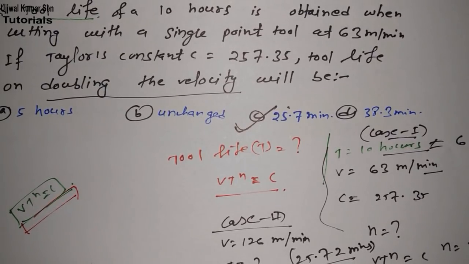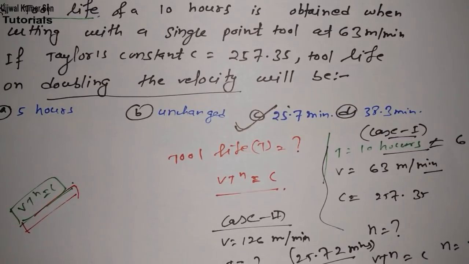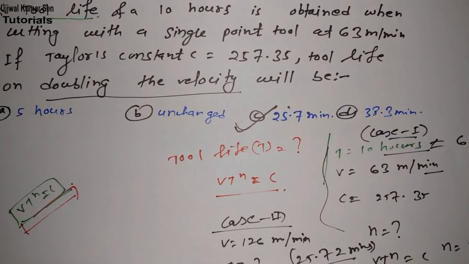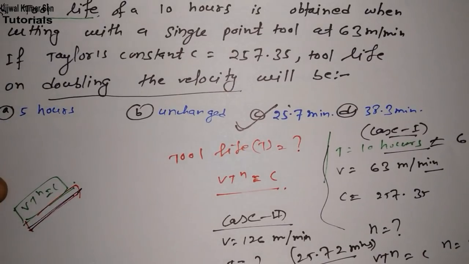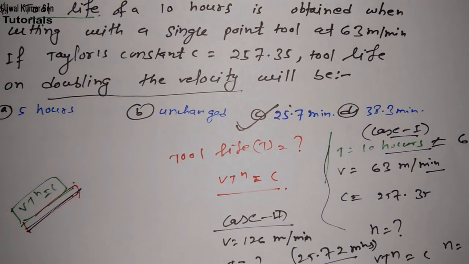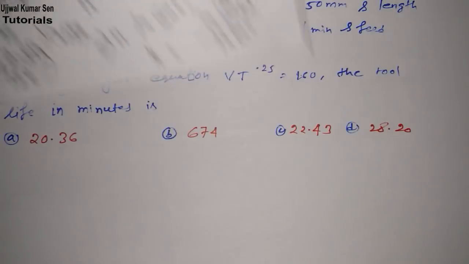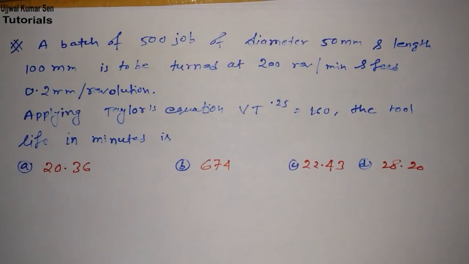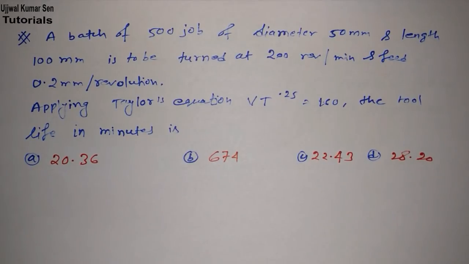Now we'll move to the second question that we have just given here. Of course, the formula will be the same as what I am using, but the approach and the angle of the question are different. So let's go for that question. Right now we have this question, which has been asked in linked. Two questions have been asked from here, but I am sharing with you in this video only the Taylor's tool life one. So that's why this question is here.